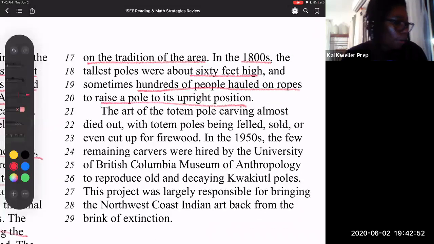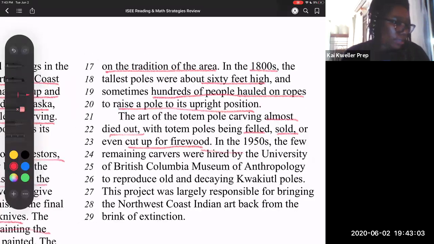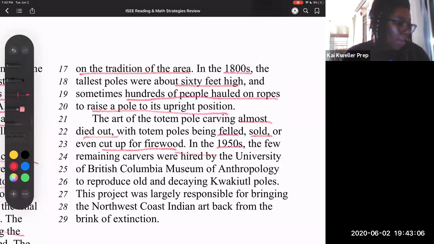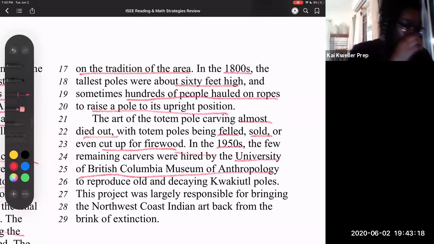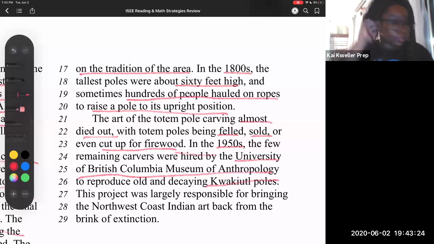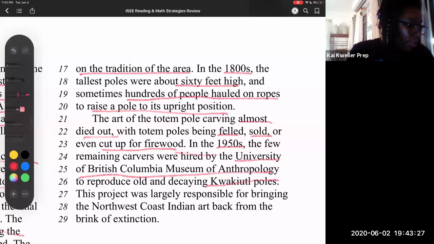The art of totem pole carving almost died out, with totem poles being felled, sold, or even cut up for firewood. In the 1950s, the few remaining carvers were hired by the University of British Columbia Museum of Anthropology to reproduce old and decaying poles. But you know what? You guys don't even have to pronounce it correctly. Just skip ahead, okay? Go ahead. This project was largely responsible for bringing the Northwest Coast Indian art back from the brink of extinction.